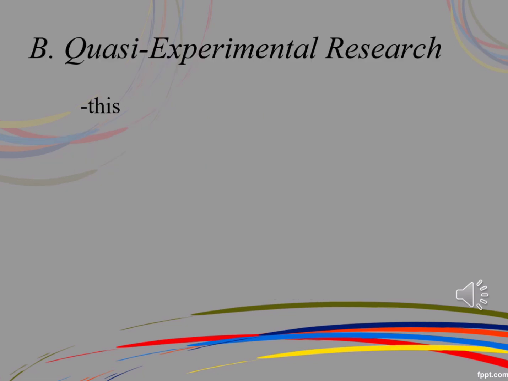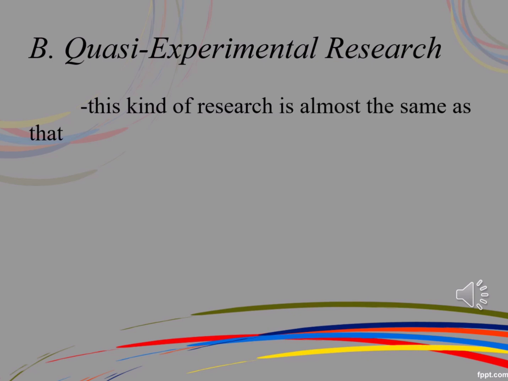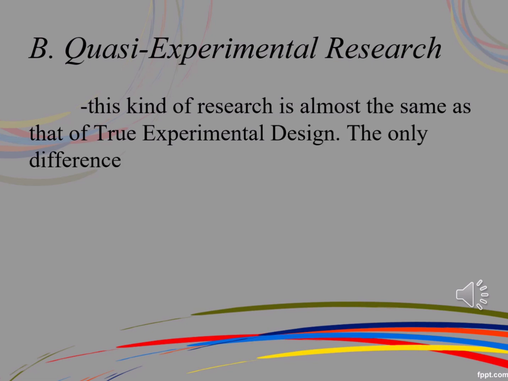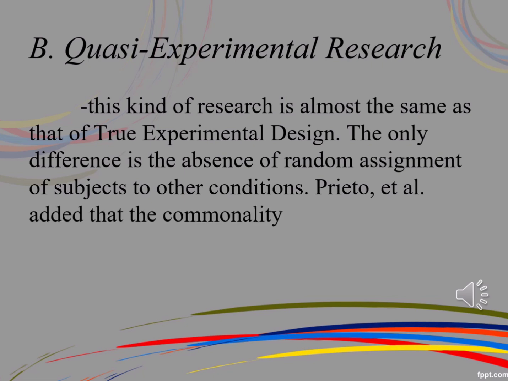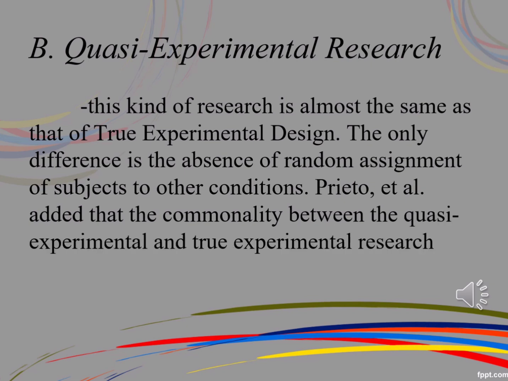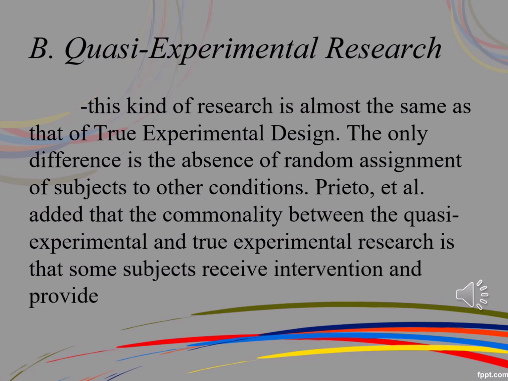Quasi-experimental research. This kind of research is almost the same as the true experimental design. The only difference is the absence of random assignment of subjects to the conditions. Prieto et al. added that the commonality between quasi-experimental and true experimental research is that some subjects receive intervention and provide data likely to reflect its impact.